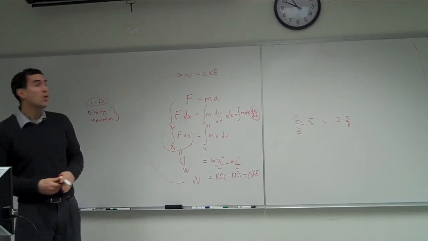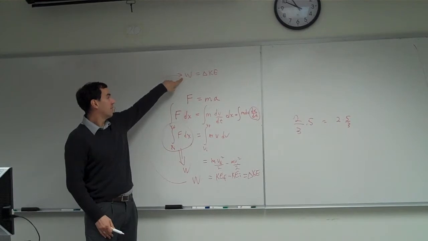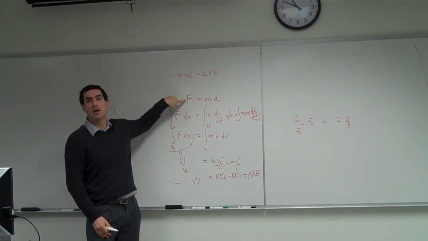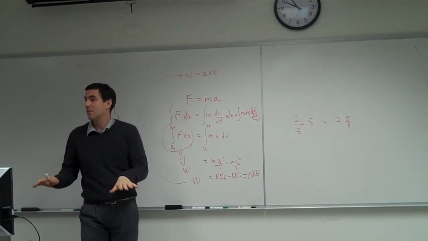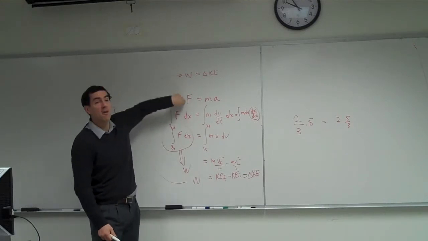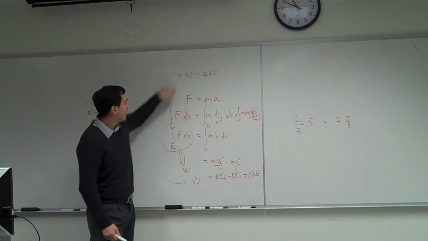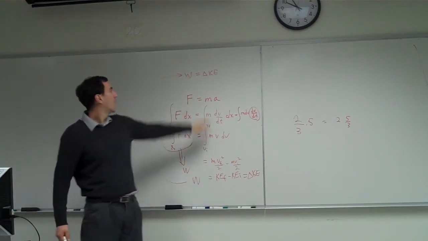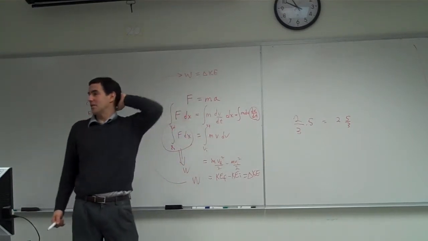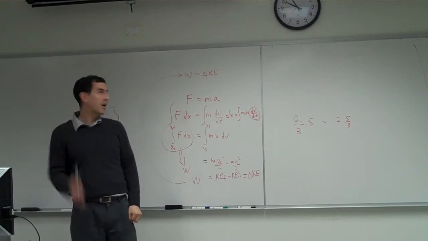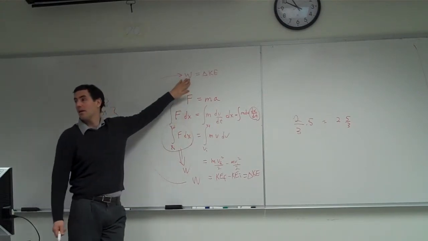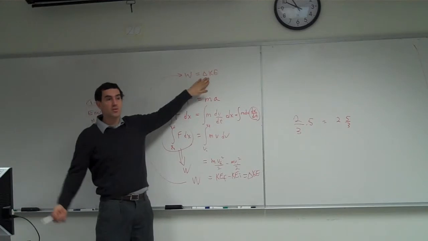Is there anything new I can get from this that I couldn't get from F equals ma? No, of course not. I got this equation from F equals ma. So I started with F equals ma, and I got it. What are the units of change in kinetic energy? Joules, correct. What are the units of work? Joules, has to be. Joules equals joules.